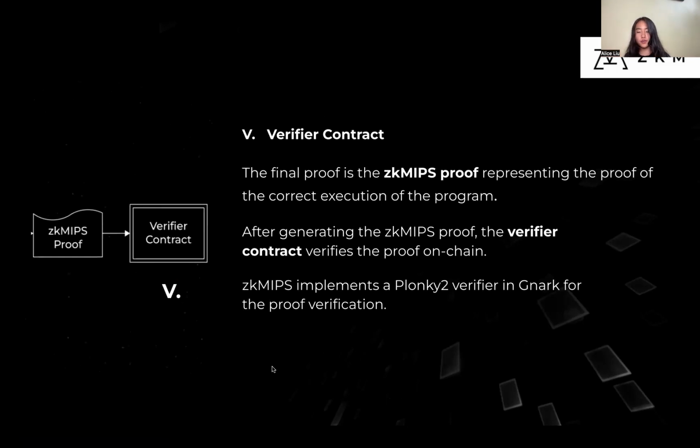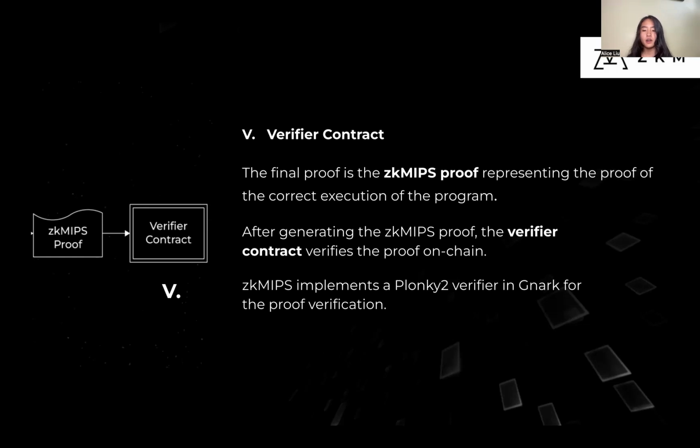Now, this final proof that we generate is called the zkMIPS proof, and that shows the correct execution of the entire program after applying Groth16. So most of these techniques that are applied during this proving process, they're really used to decrease the overall final proof size and also the proving time.